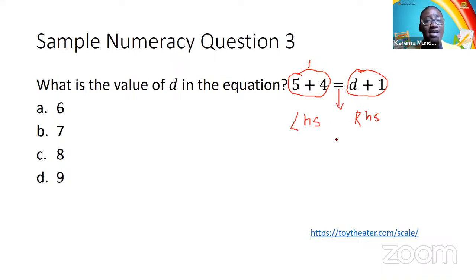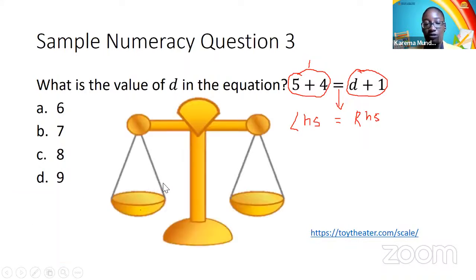All right, so think about a scale. I think Miss Williams should have a balance somewhere that she could bring up. All right, so here we have what we would call a pan balance. The equal sign is saying both of those sides have the same quantity in there. All right, that's what it means.